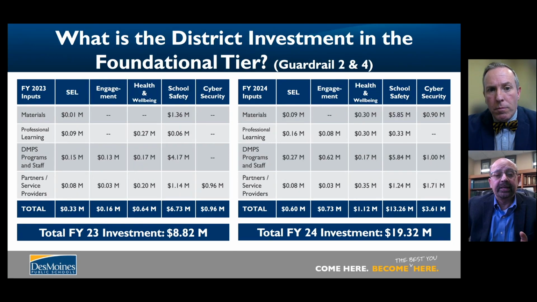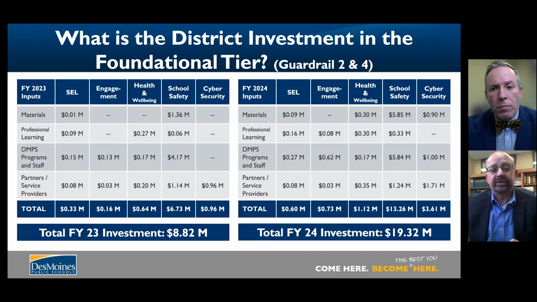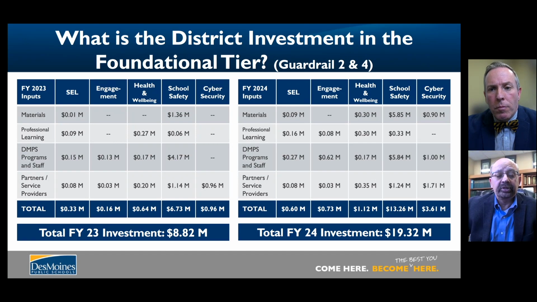This slide shows the same for Guardrail 2 and Guardrail 4, what we are spending on the foundational tier. Again, in a very similar format, it covers SEL, engagement, health and well-being, school safety, and cybersecurity, where we have made a definitive step to start investing more based on the incident that happened there. From 23 to 24, we are increasing our investments from close to $9 million to almost $20 million. So significant increase in investments in each of these different columns.